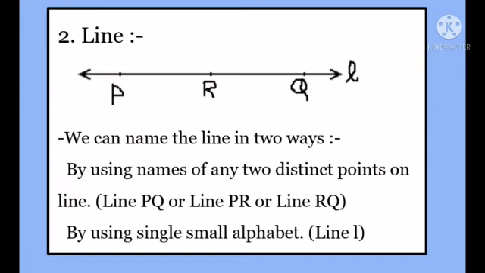Second one, line. Look at the line. We can name the line in two ways. By using names of any two distinct points on the line, in bracket, line PQ or line PR or line RQ. By using a single small alphabet, line l.